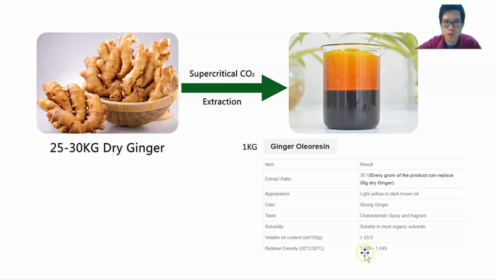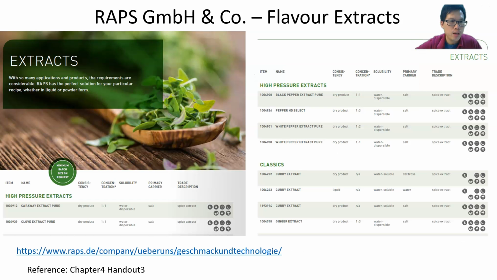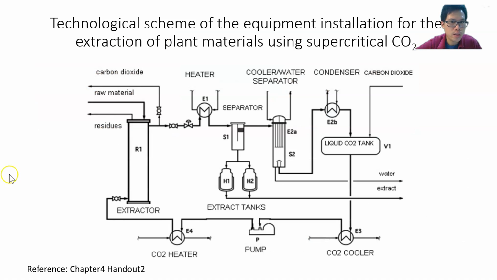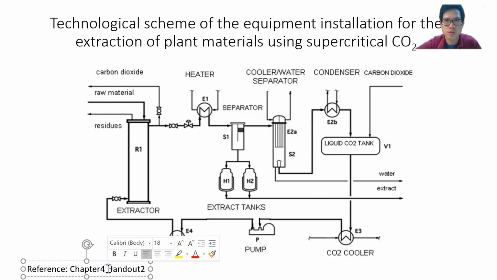If you look at all this, please refer to chapter 4 handout 2. Again, this journal is very good. It talks a lot about using supercritical CO2 to extract plant material. Please read this.